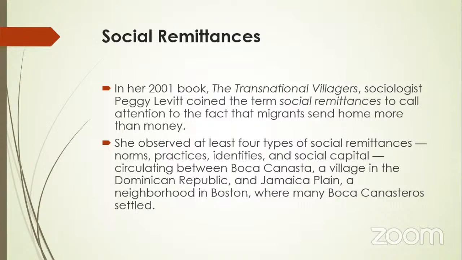So these are social capital circulating. Peggy Levitt did this in terms of Boca Chica village in the Dominican Republic and Jamaica Plain, a neighborhood in Boston. And we see it across. So she studied these particular Dominican Republic migrants. Four types of social remittances: norms, practice, identities, and social capital.